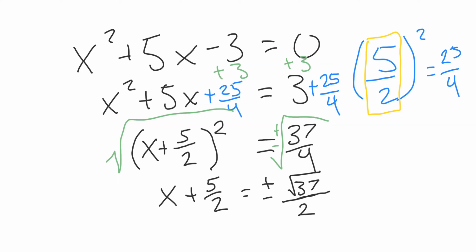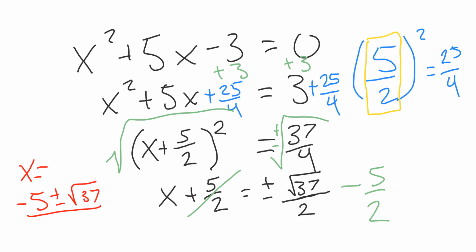Now, all we have to do is subtract that 5/2 from both sides. I'm just going to do it on the same page here. So we're subtracting 5/2, and we get that x is -5/2 plus or minus the square root of 37 over 2. Another way to write that, let me see if I can write it on the same page for you guys: x is going to equal -5 plus or minus the square root of 37, all over 2.